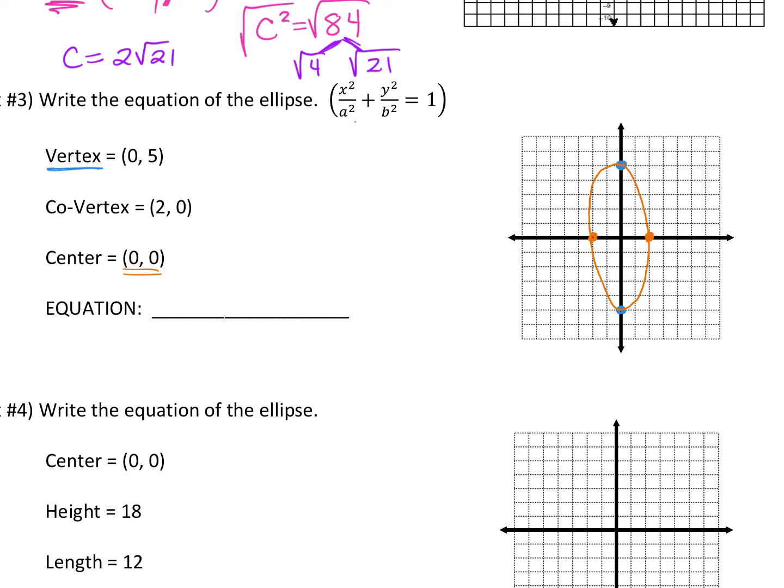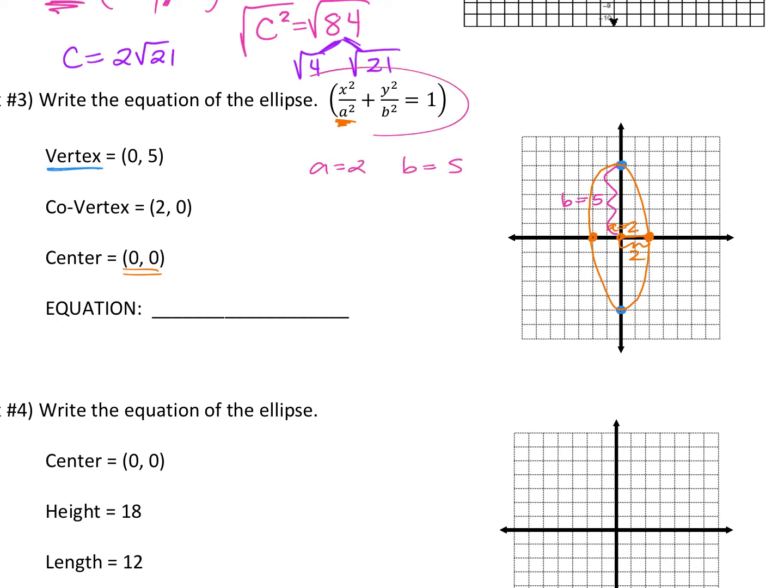So can you tell me your A value right now? 5 or 2? 2. A is always going horizontal, right? A is always on your x-axis, so your A value is 2. That's this distance from center to vertex, okay? What's your B value? That's the vertical one, okay? So A is 2, B is 5.